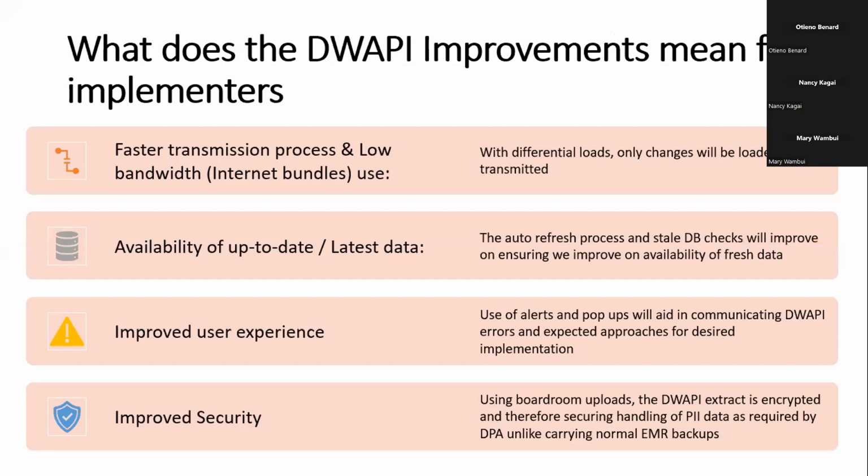So what does it really mean? What do these improvements for DWAPI really mean for us as implementers? That means, one, using the differential loading, we will reap the benefit of a faster transmission process and low bandwidth use. Then again, the blocking of the stale databases will ensure that we have the up-to-date, latest data in the warehouse. That means ultimately we'll be representing the data correctly as it is in the facility.